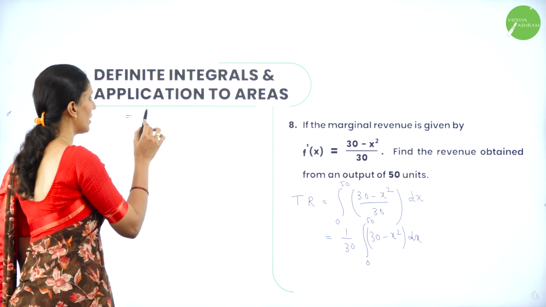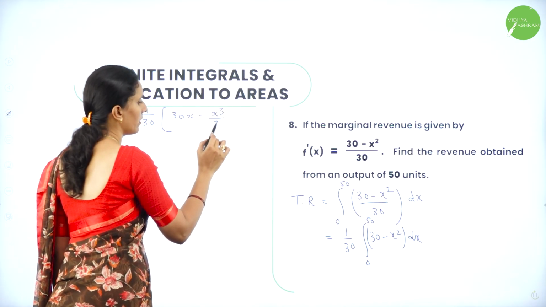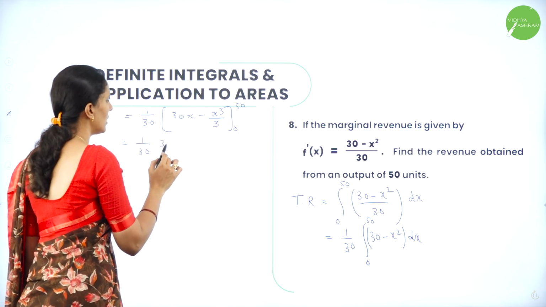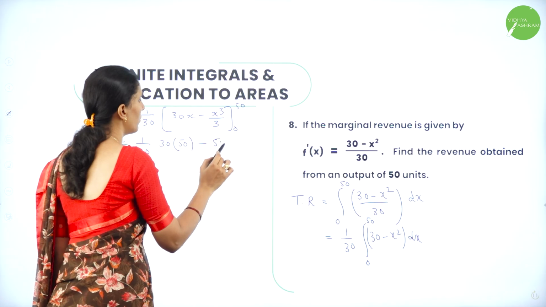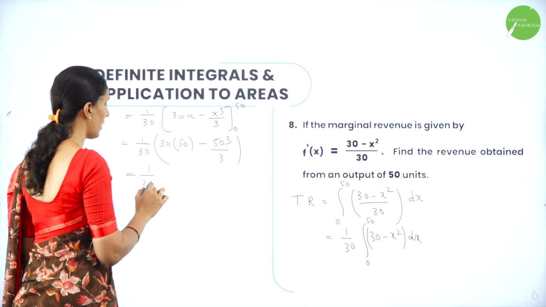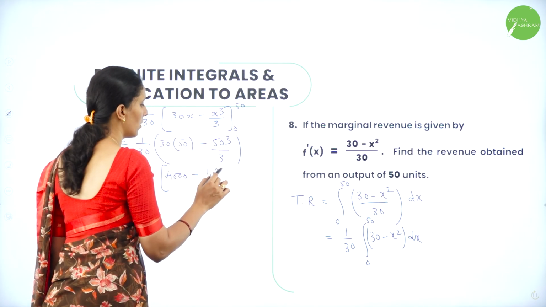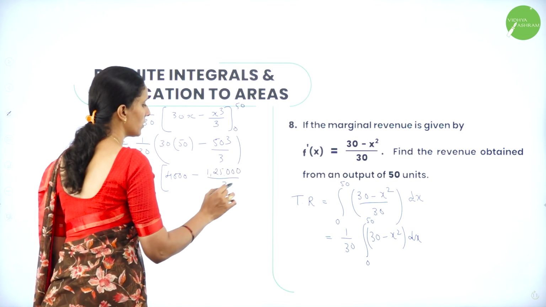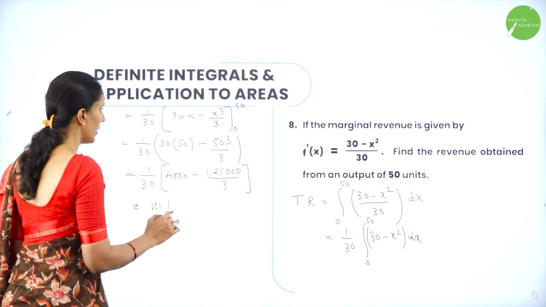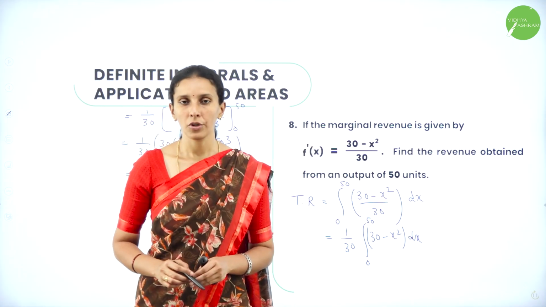So integrating this, we get 1 by 30, 30x minus x cube divided by 3 from 0 to 50. So 1 by 30, 30 into 50 minus 50 cube divided by 3. So now by multiplying here, we get 1 by 30, 4,500 minus 1,25,000 divided by 3. So solving this, we get the value as 111.1 in terms of rupees. So this is the total revenue for the given marginal revenue function.